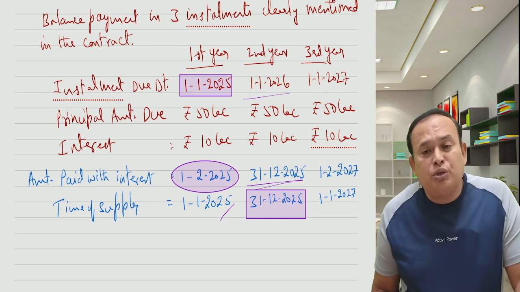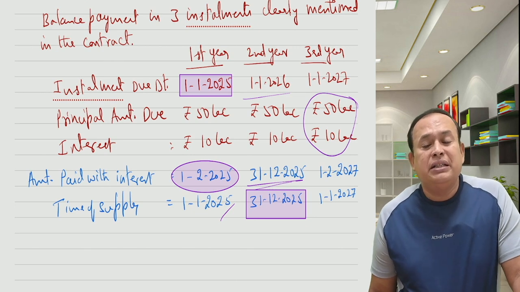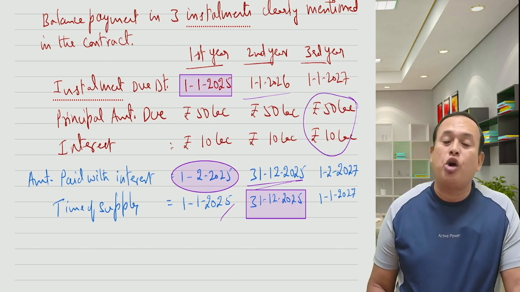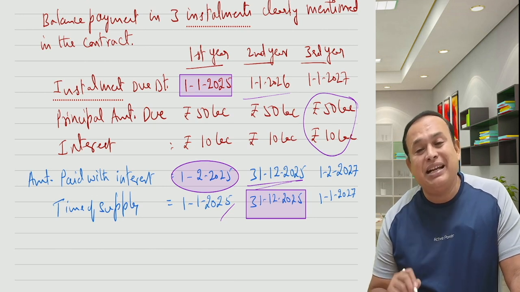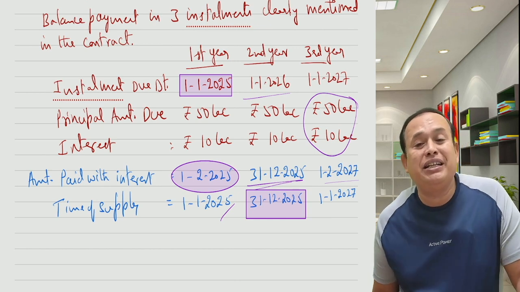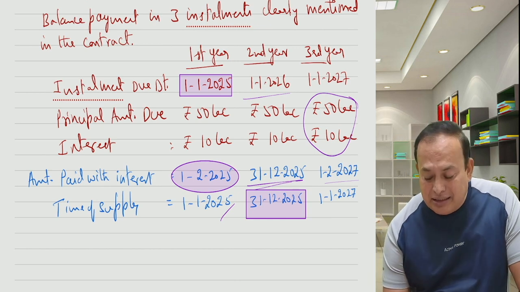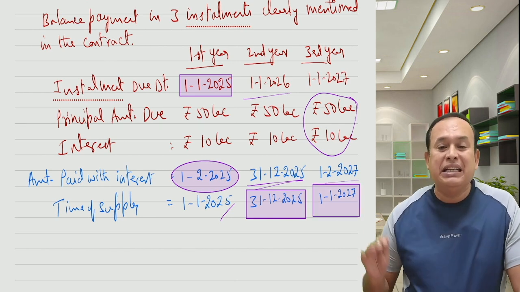When you come to the third year, when they receive the 60 lakhs in the third year, the due date to pay mentioned in the contract is 1st of January 2027, where the payment with interest is paid on 1st of February 2027. 1st of January 2027 is earlier, so that is the time of supply. In the third case, 1st of January 2027 is like that.